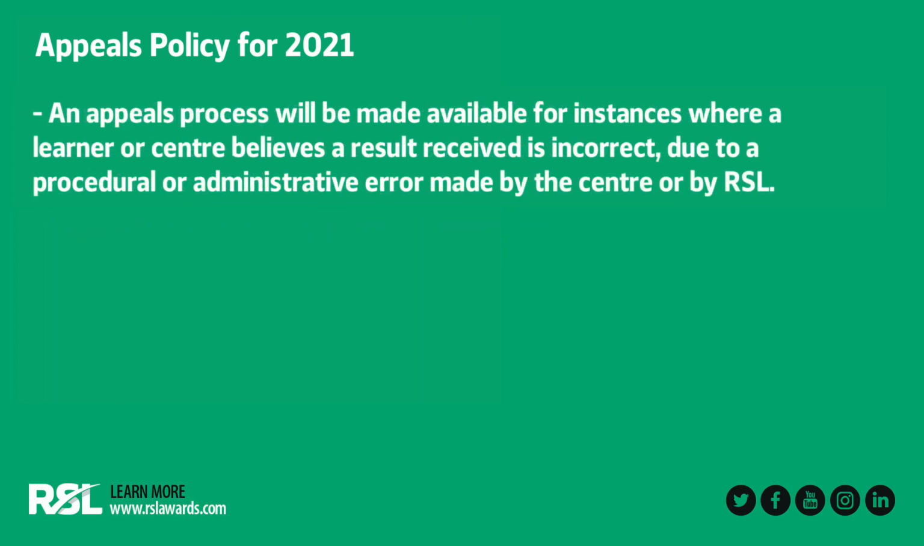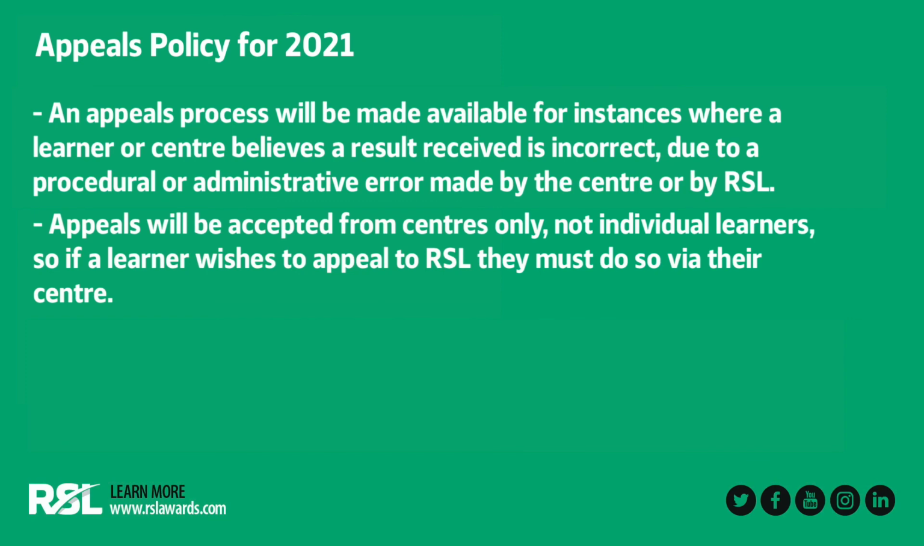An appeals process will be made available for instances where a learner or centre believes a result received is incorrect due to a procedural or administrative error made by the centre or by RSL. Appeals will be accepted from centres only, not individual learners. So if a learner wishes to appeal to RSL, they must do so via their centre.